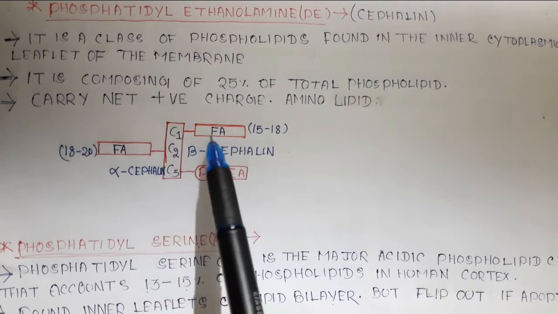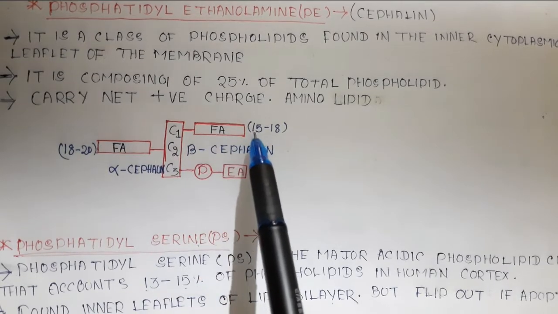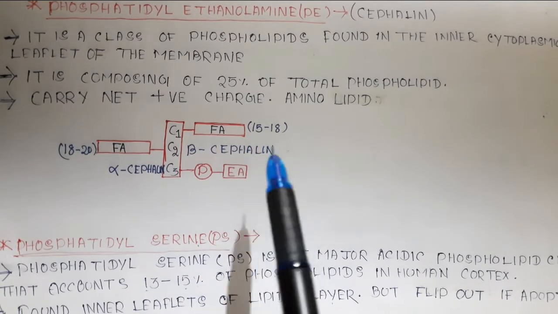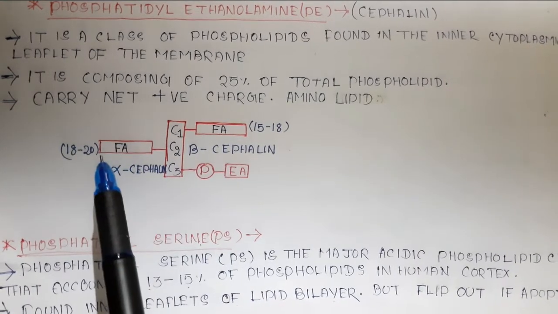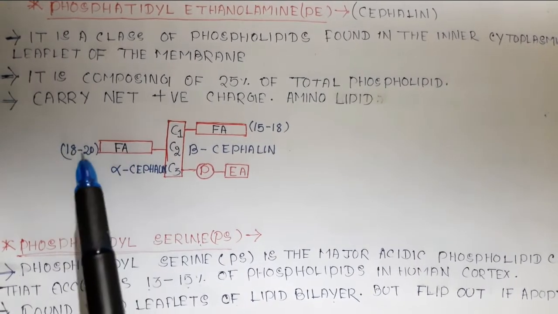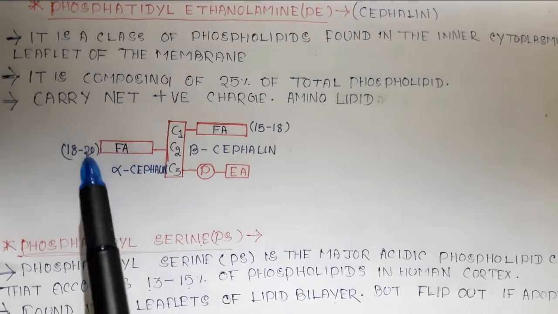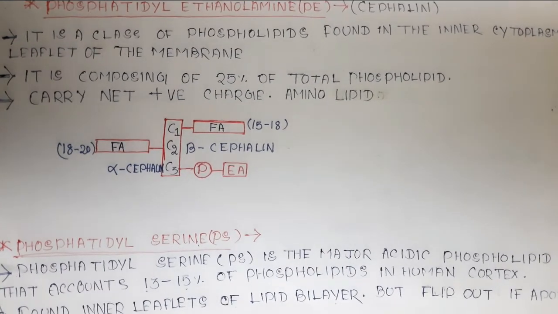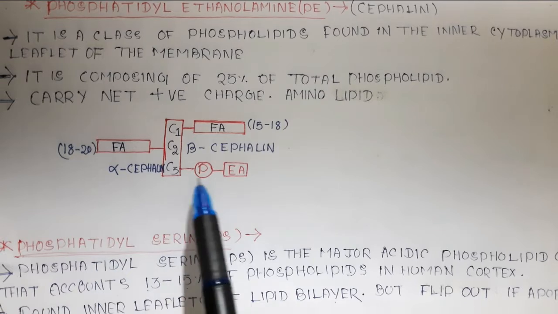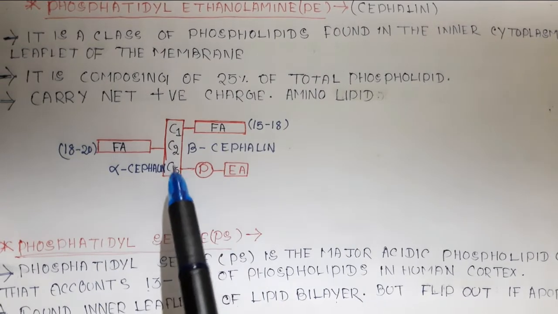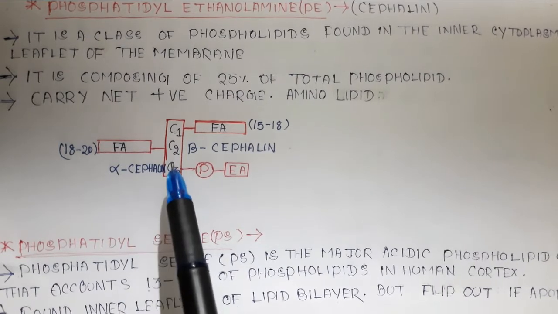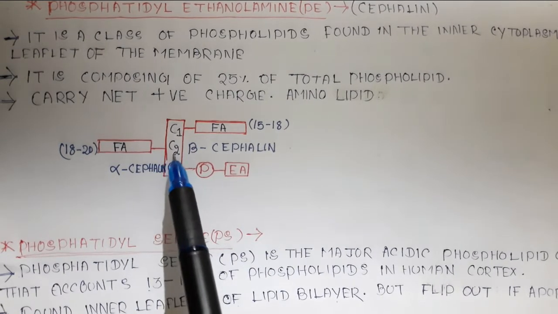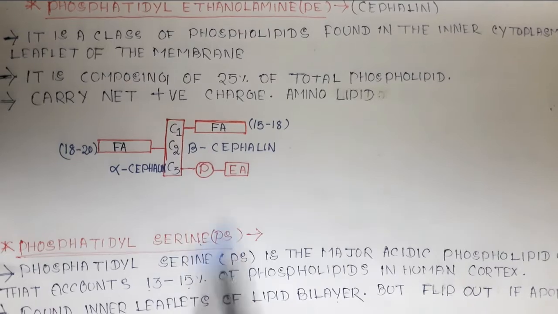Carbon number 1, which binds with the fatty acid, is 15 to 18 carbons long and saturated. And carbon number 2, which binds with the other fatty acid, is 18 to 20 carbons long and unsaturated. Then if the phosphatidyl ethanolamine is present on carbon number 3, we call it alpha cephalin, and if it is present on carbon number 2, we call it beta cephalin.